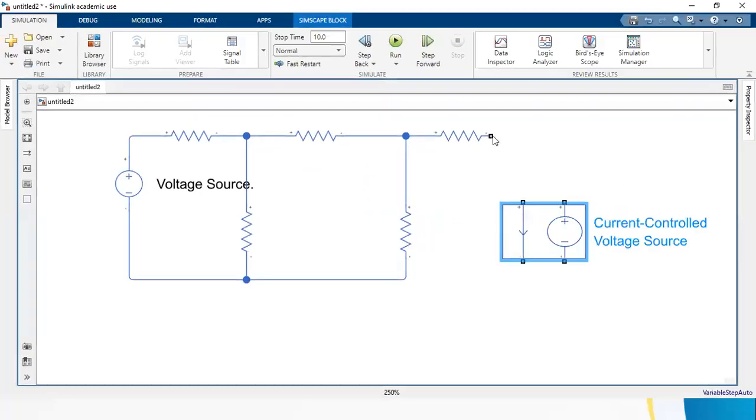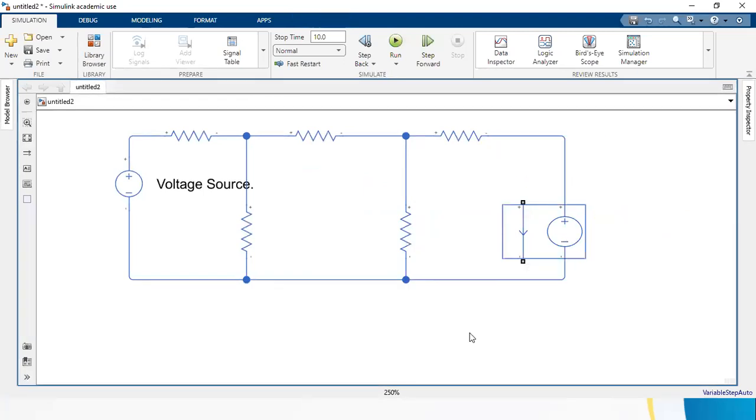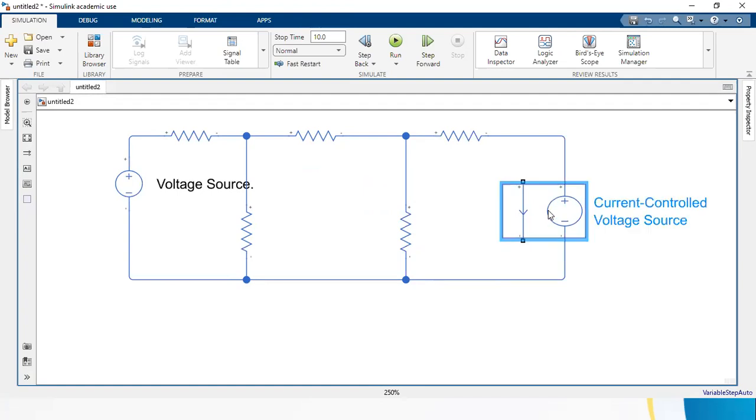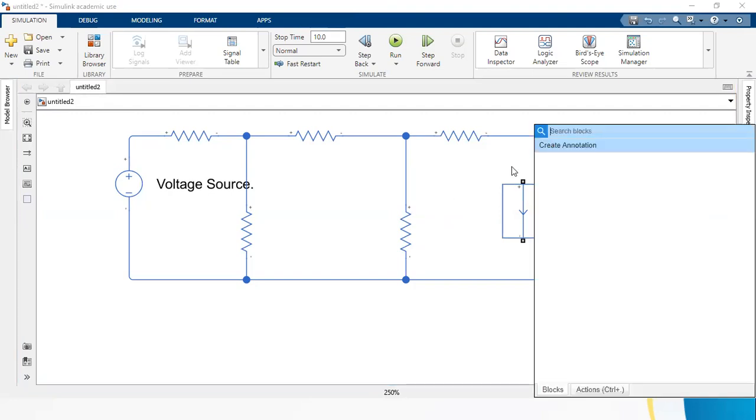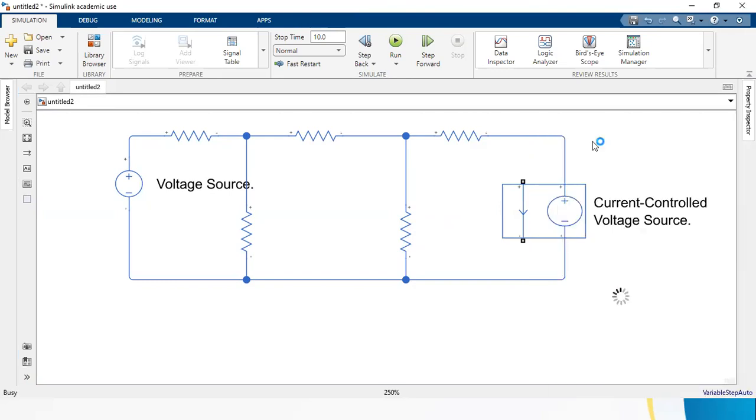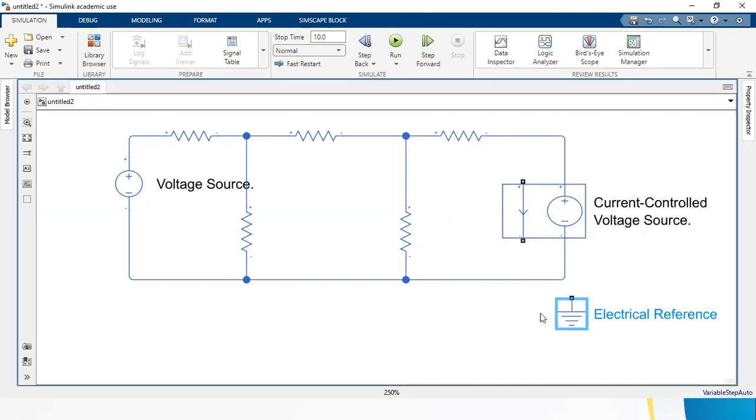Place here and connect in this way. The circle one is called the source, the current controlled voltage source. The rest are all resistors. Ground is required, which is called the electrical reference here. Take the electrical reference and place it here.